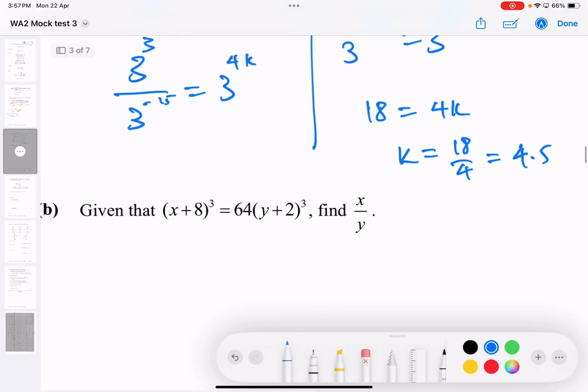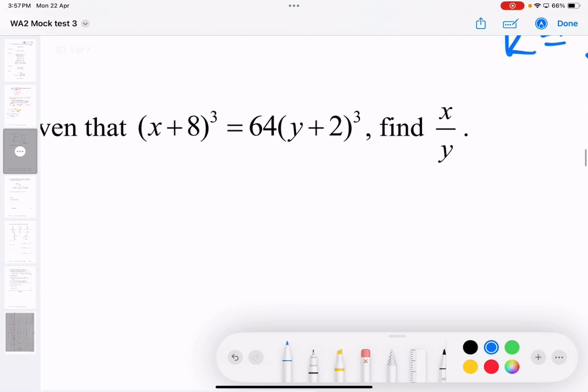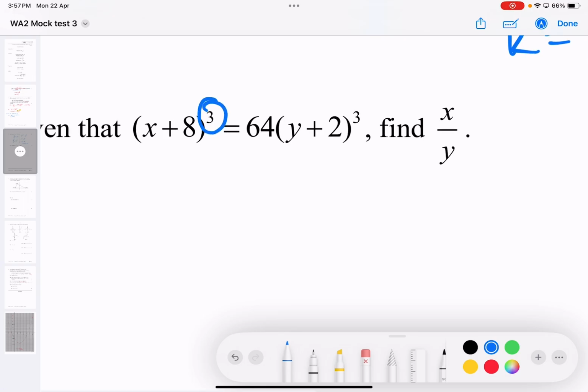Okay, then the next one, I have given that x plus 8 to the power of 3 is equals to 64, y plus 2 to the power of 3, find x over y. So this one is a little bit different from the normal questions that you will see, but what is one method that we could use to do this? Now you notice that this is to the power of 3, this is also to the power of 3. Now, can 64 be written as something to the power of 3? 4 to the power of 3? Yeah, okay, it's 4 to the power of 3.